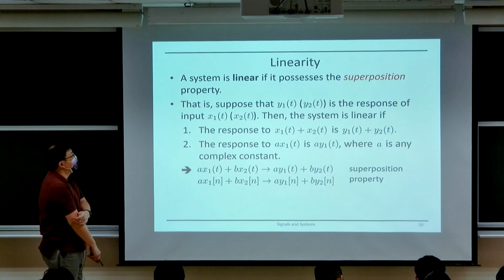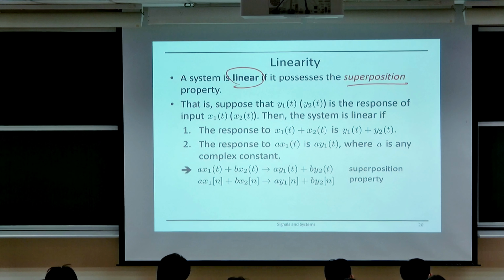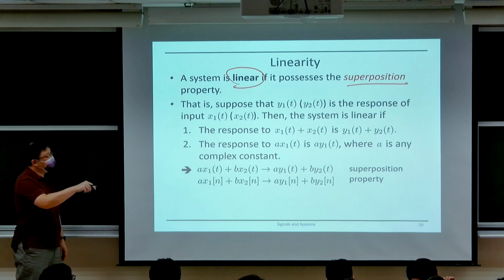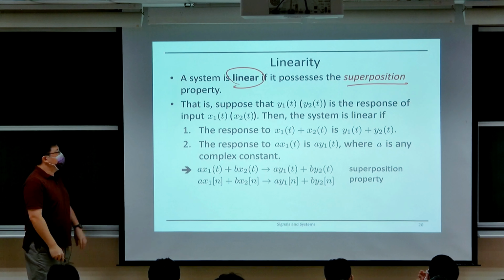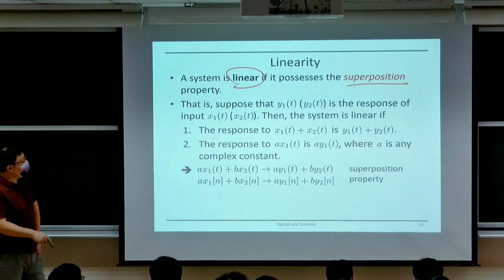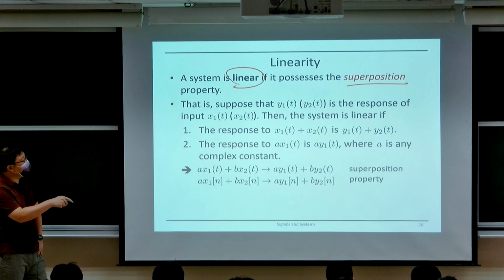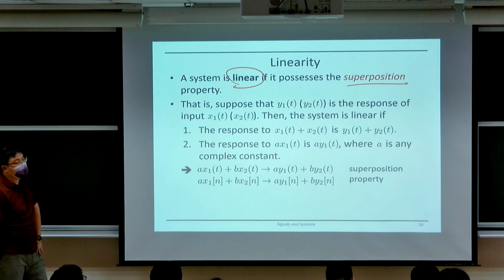So what does it mean for a system to be linear? Basically, a system is linear if it possesses the superposition property. And what is the superposition property? It can be described by the following 2 conditions. Suppose that you have 2 signals, x1 and x2, and their corresponding outputs are y1 and y2. Suppose that the response to x1 is y1, and the response to x2 is y2.